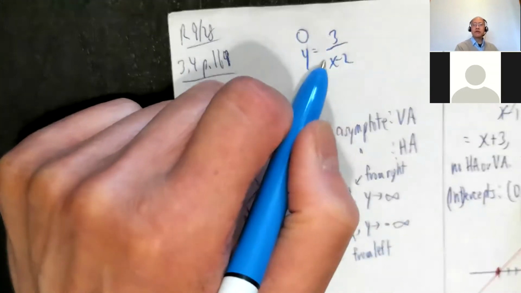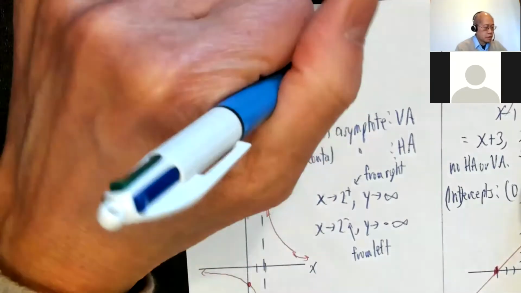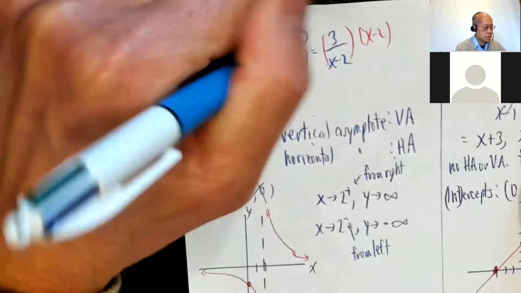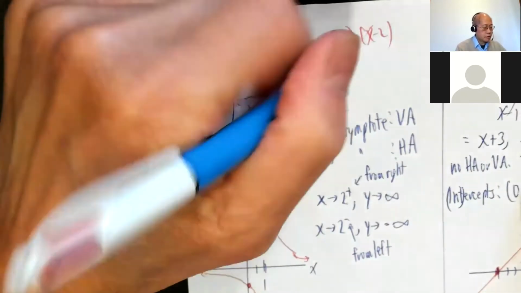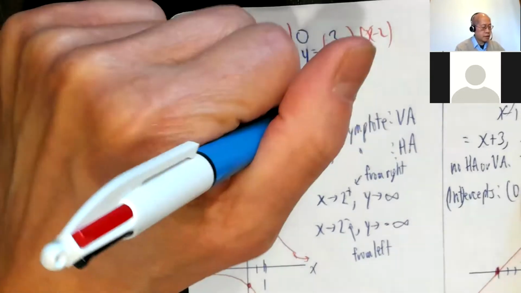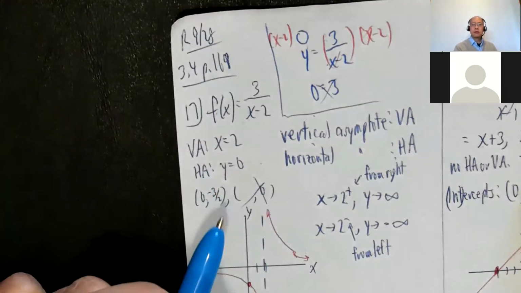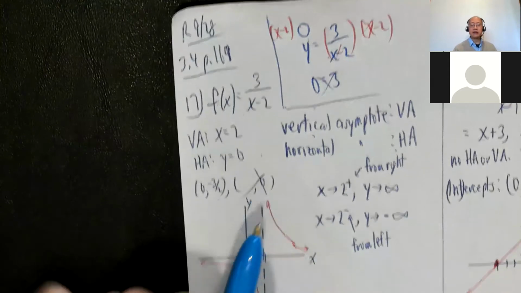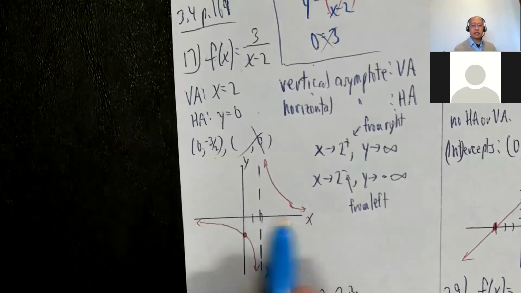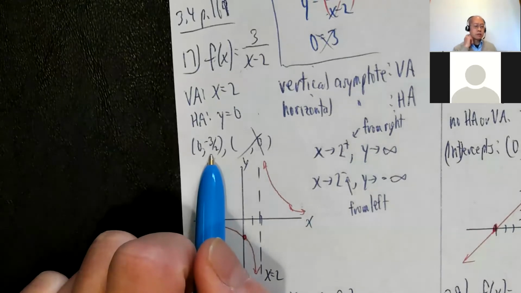So 0 equals 3 over x minus 2. That can't be done. Another way you can clinch that for sure is to multiply both sides by x minus 2. You cancel this out and you get a contradiction. You get 0 equals 3. And of course, that's not possible. So y equals 0 is not possible. So there's no x-intercept. The graph never touches the x-axis. It does touch the y-axis at 0 comma negative 3/2.